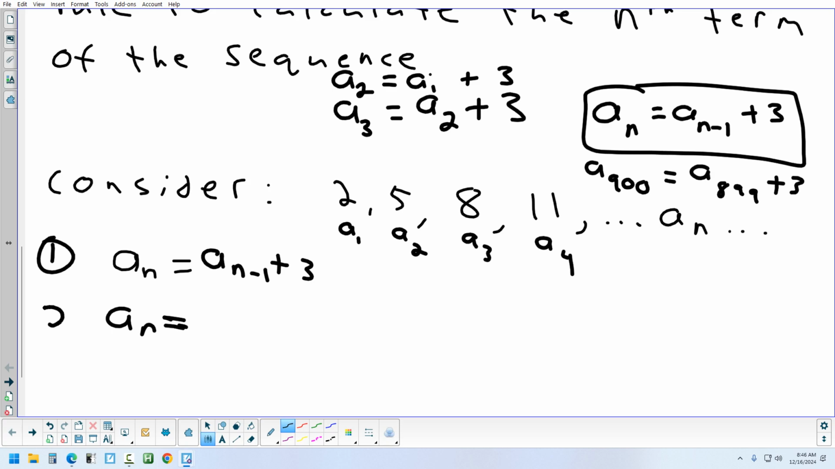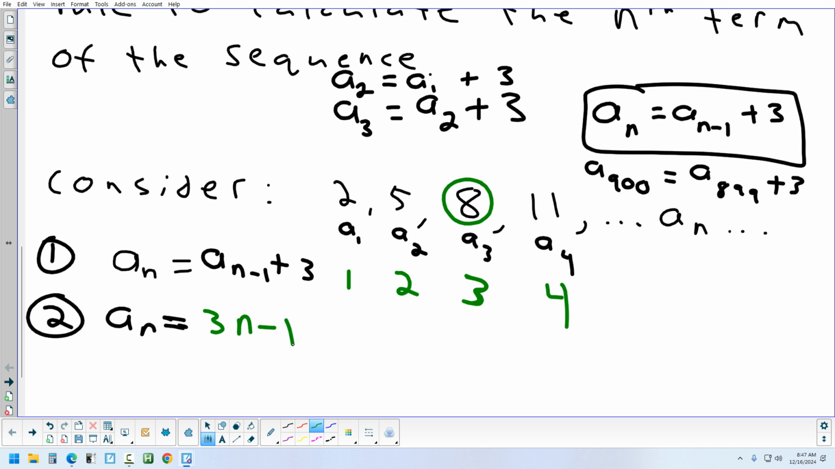Here's a different version. Instead of looking at the term that comes before it, look at the position of the term. First position, 2nd, 3rd, 4th. Does anybody see something you can do to the position number to get the term number? Something you can do to 3 to turn it into 8. Something you can do to 2 to turn it into a 5. Yep. You can multiply by 3 and then minus 1.